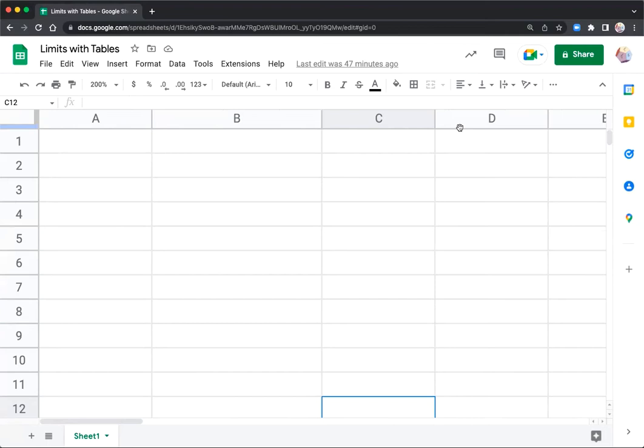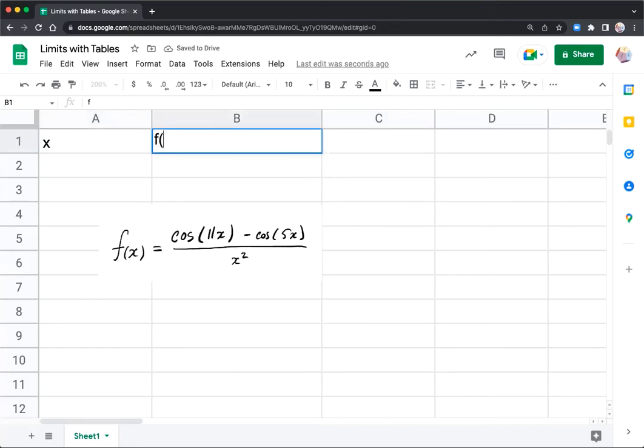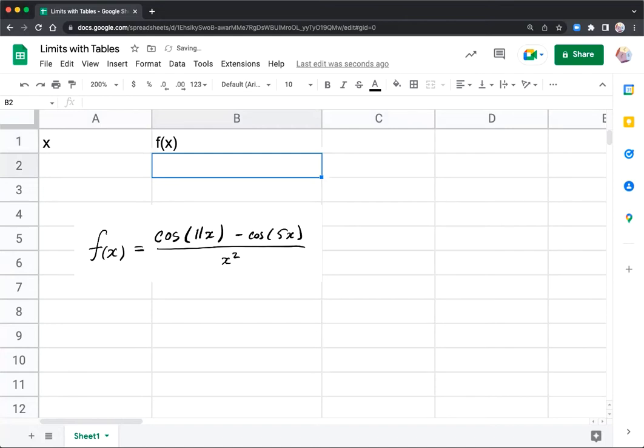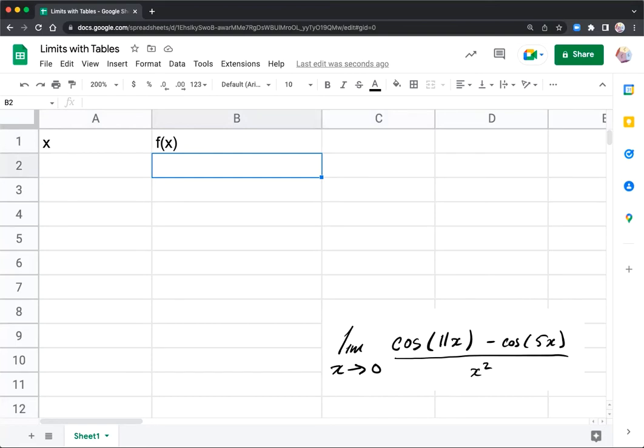There's nothing sacred about which column you start in, but I'm just going to start in the upper left. You also don't need to make headers, but when I use a spreadsheet, I like to, so I'm going to put some headers. I'm going to type the values of my input variable x in column A, and the values of the function, cosine of 11x and so on, are going to be in the second column, B. So I'm just going to type f of x. I'm assuming that f of x is the function (cosine of 11x minus cosine of 5x) over x squared. And I'm taking the limit as x goes to 0.